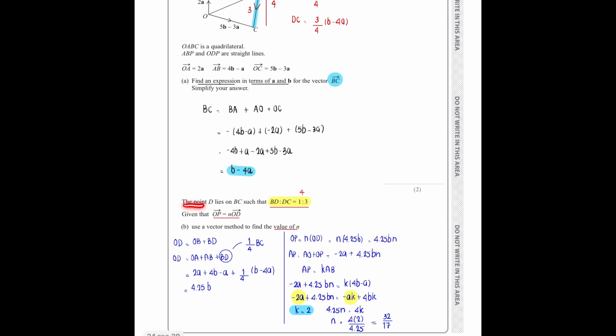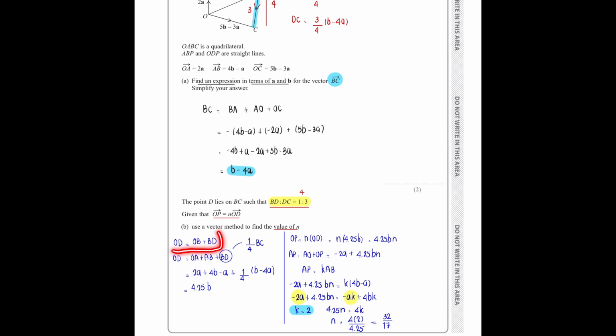Then, the point D lies on BC such that the ratio of BD to DC is 1 to 3. Given that OP equal to n times OD. So question B, use a vector method to find the value of n.